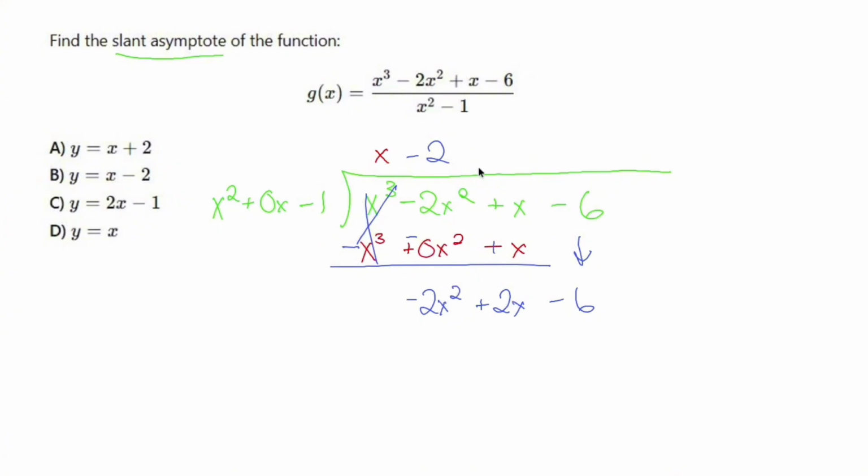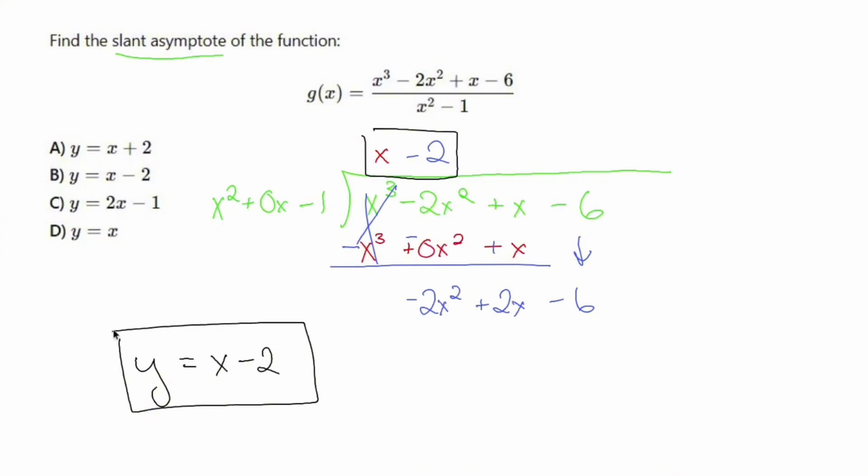And if you're like, why? Well, because the slant asymptote is found by polynomial long division, but you don't care about the remainder. So doing the rest of this problem would only serve one purpose, and that would be to find the remainder. And we don't have to do that here. So this guy is going to be the linear equation that represents our slant asymptote, and that linear equation is y equals x minus 2. So it's going to be B.